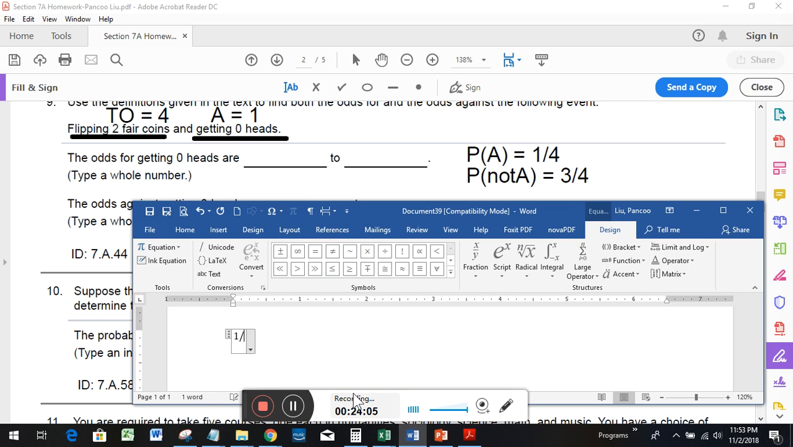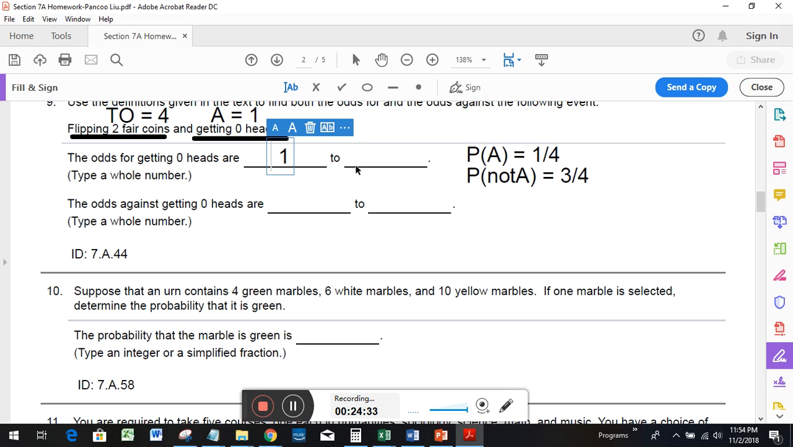So here we have 1/4 divided by 3/4. So again, we flip and multiply. So 1/4 times 4/3. So these 2 4s, they cancel out, and you're left with just 1/3. So the ratio will be 1 to 3. So the odds for is 1 to 3. The odds against is the reverse. So 3 to 1.